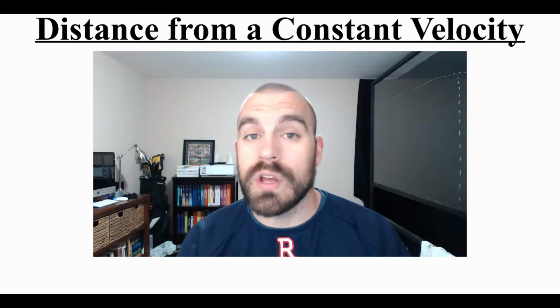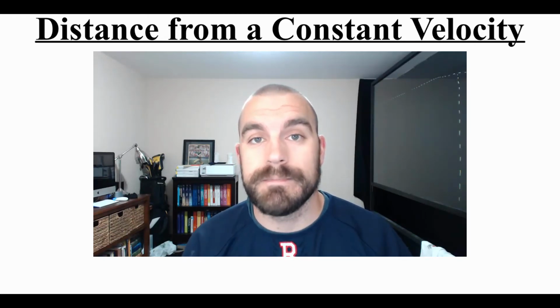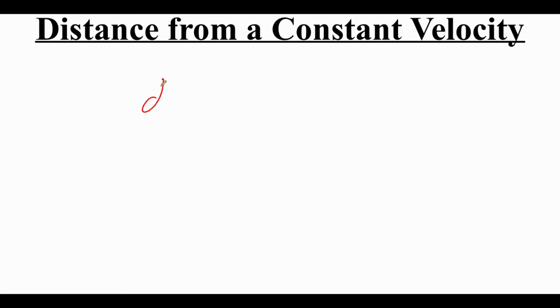In this video, we're going to look at distance from a constant velocity. We've all seen the formula d = rt before: distance equals rate times time. So if we're dealing with an object and we know its rate, its speed, and we know the time period, how long it's traveling at that speed, we can use this formula to calculate the distance traveled.